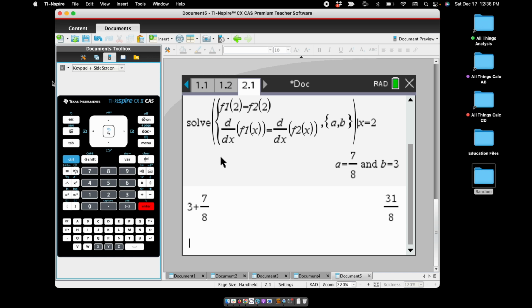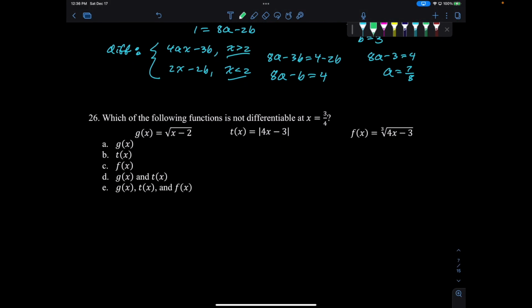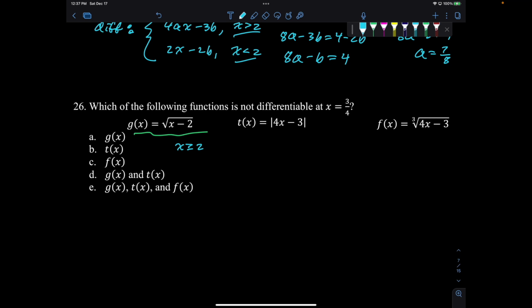So let's go back. All right, which of the following is not differentiable at x equals 3/4? All right, so this one, the domain is x is greater than or equal to 2. So 3/4 is not in the domain, and if you're not in the domain, you're not continuous, so you're not differentiable. I kind of object to that being an option, but I think it's not differentiable there since it doesn't exist there. So I'll count it, I guess.